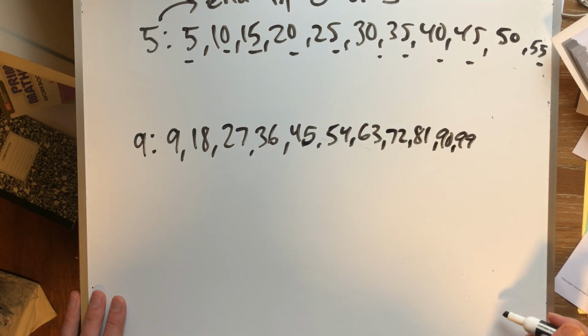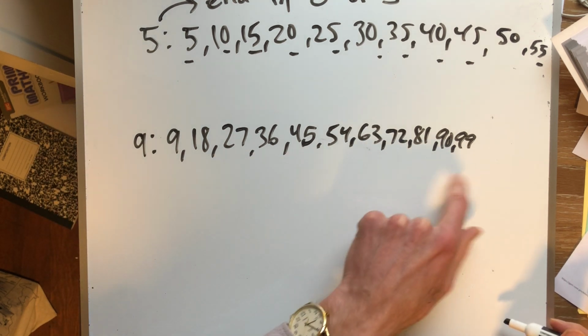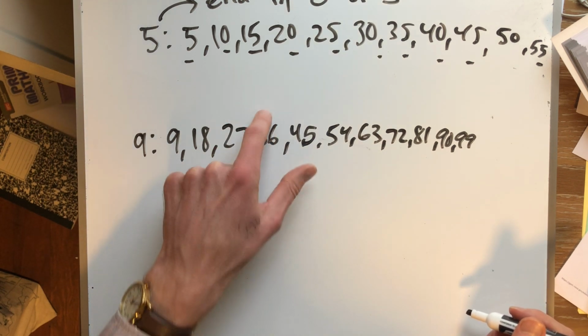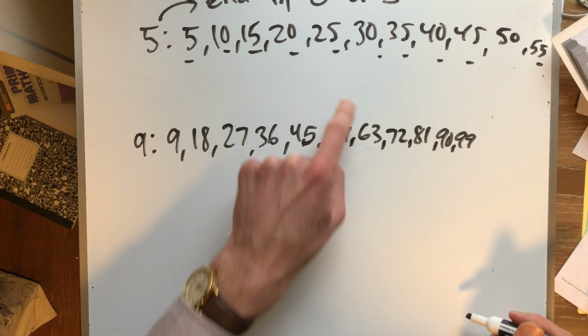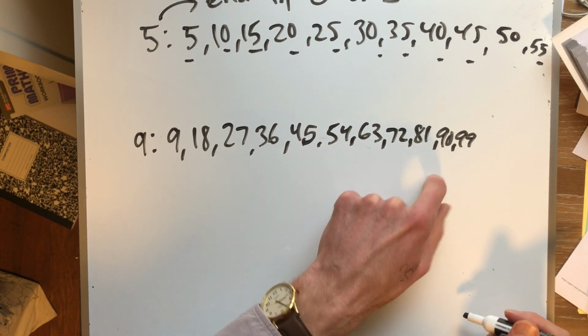Notice anything here? Notice what they equal when you add up the digits? 1 plus 8 is 9. 2 plus 7 is 9. 3 plus 6 is 9. 4 plus 5 is 9. 5 plus 4 is 9. 6 plus 3 is 9. 7 plus 2 is 9. 8 plus 1 is 9. 9 plus 0 is 9.